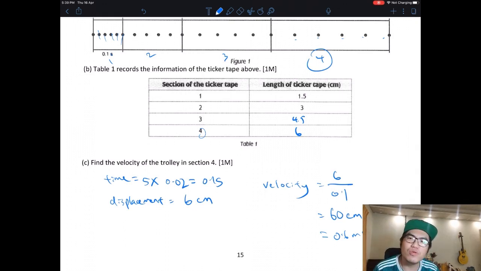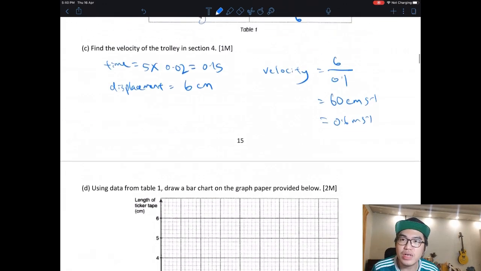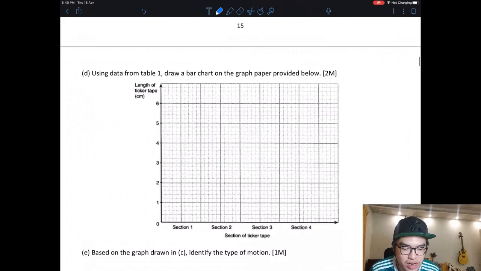Okay, why do books use cm? Because meter is a bit too big. The number will look very small. Okay, 0.6. So draw it on a graph paper. If you can't draw this, I feel sad for you. You can't even draw a graph.